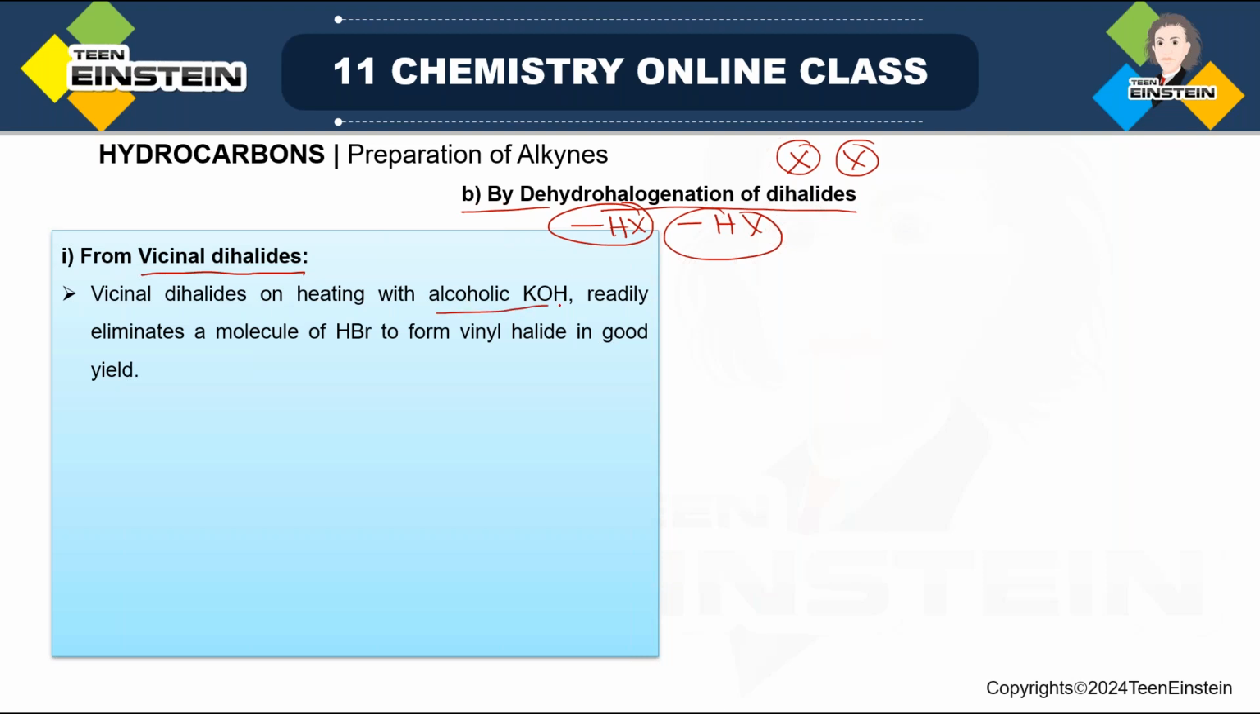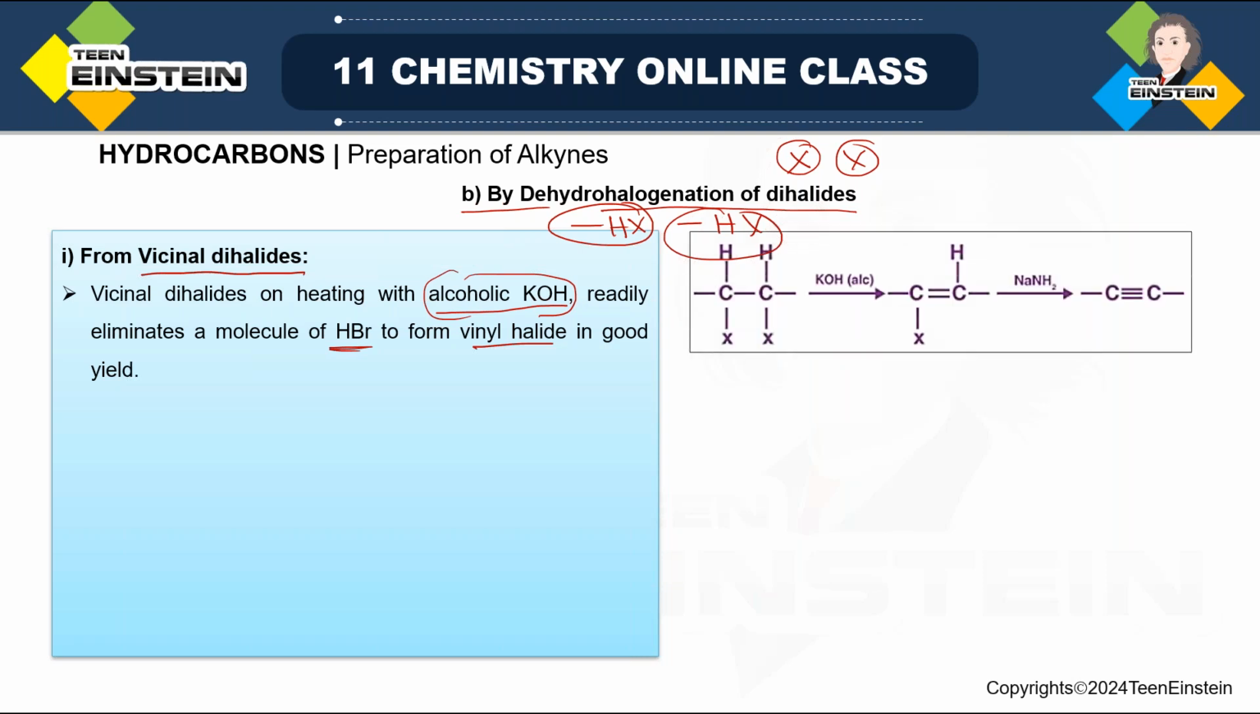So when you have vicinal type of dihalides, that is, the two halogens are at 1 and 2 position, and you are heating it with alcoholic KOH, not aqueous KOH. Aqueous KOH, if you use, it will give you some different reaction. Remember, it is always alcoholic KOH. This is very important. It readily eliminates a molecule of HBr, not only HBr, it may be other halogen also. Ultimately, you will get vinyl halide. So when one HX is removed, you are getting vinyl halide.